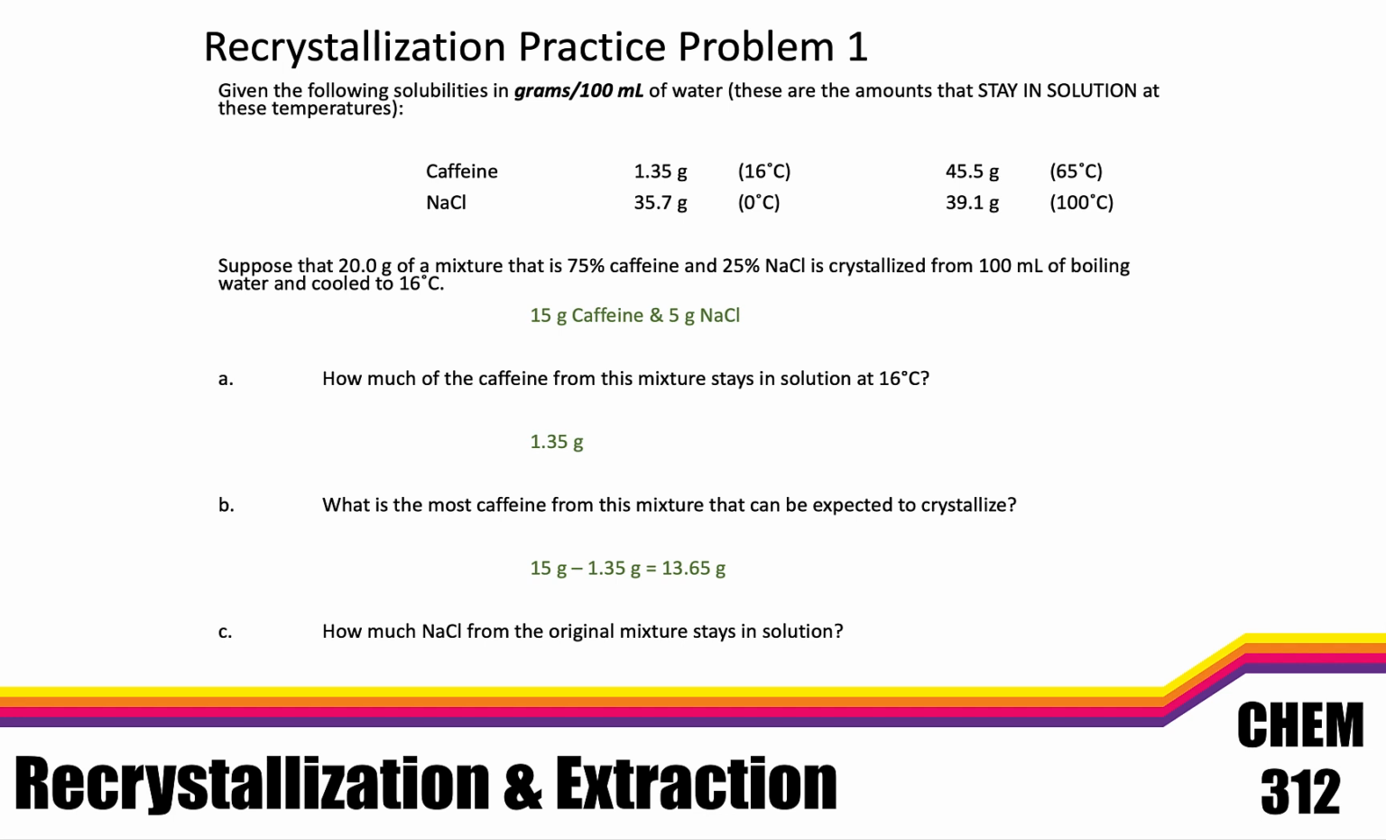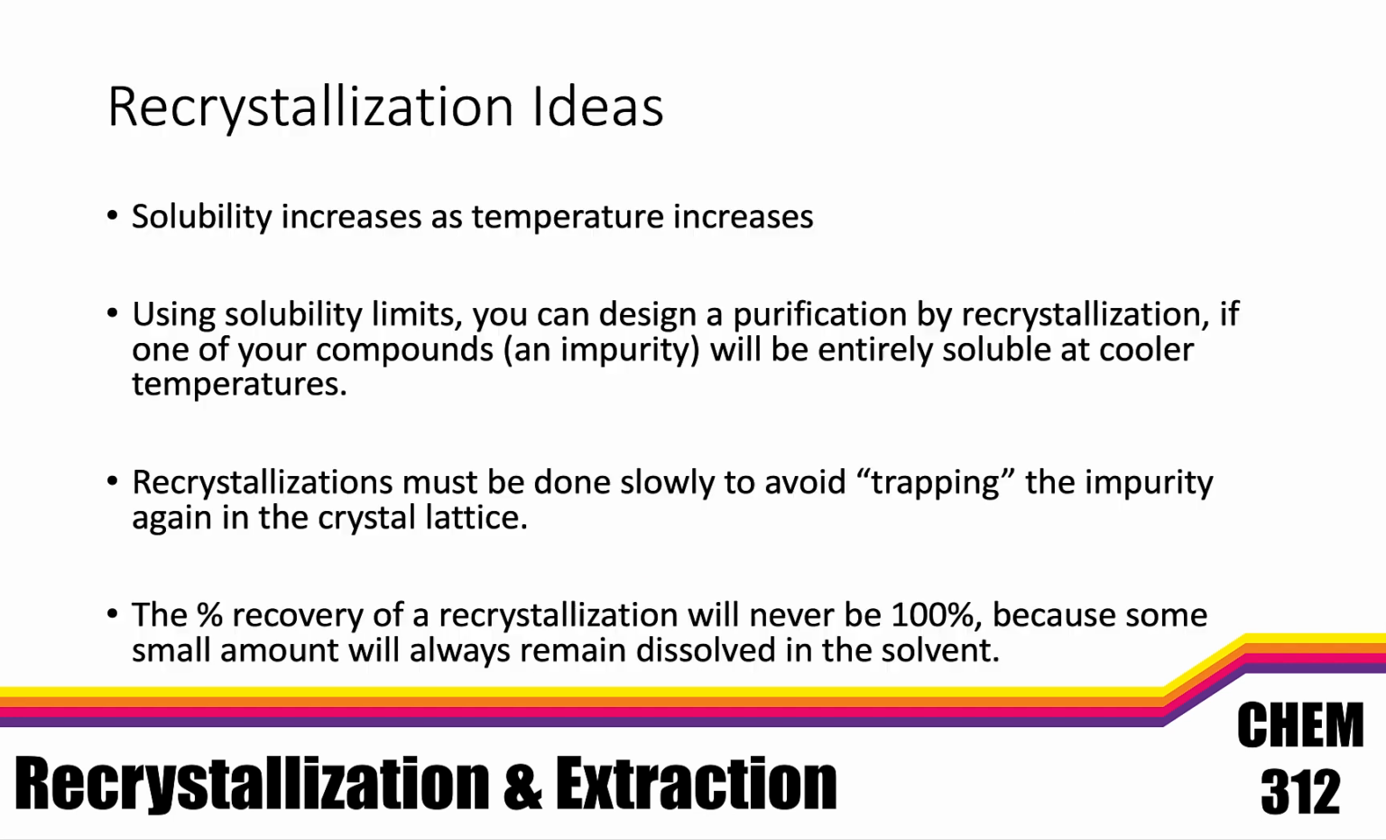Let's look at our sodium chloride, our table salt, and we would see that actually all of that dissolves, because a total of 35 grams could be dissolved in 100 milliliters of water at 0 degrees Celsius. And so if we cool this down, no matter what, if we only had 5 grams to start with, it is all going to stay dissolved in the water. So we can start to think about how these solubilities impact what we can do with a recrystallization. In this case, if we were trying to separate caffeine and sodium chloride, we could purify this through a recrystallization because all of the sodium chloride would stay in the water.